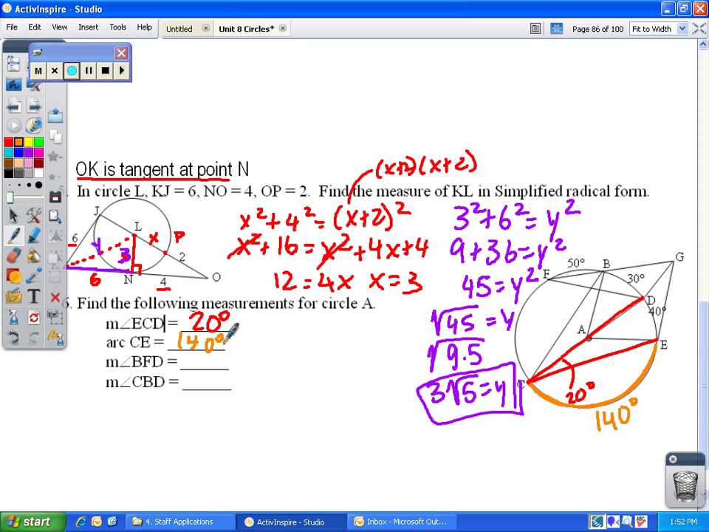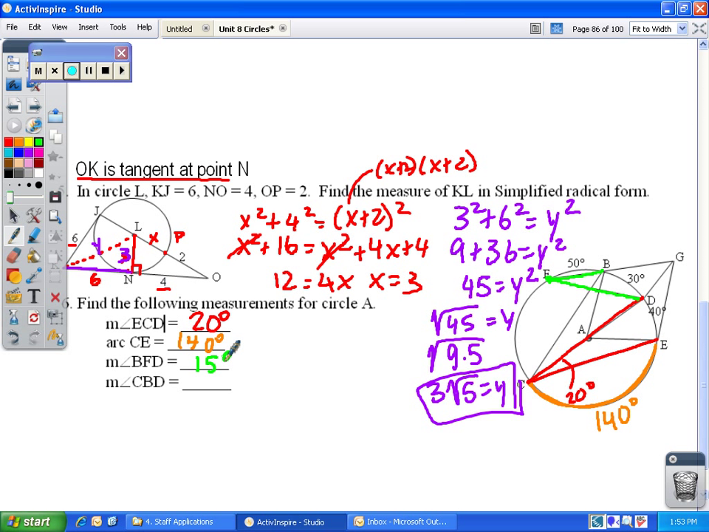All right, next one, BFD. Let me change my colors here. We go from B to F to D. This is just like that first one we did where the vertex is on the circle, and so it's equal to half of the arc. And since this arc is 30 degrees, the angle will be 15 degrees.